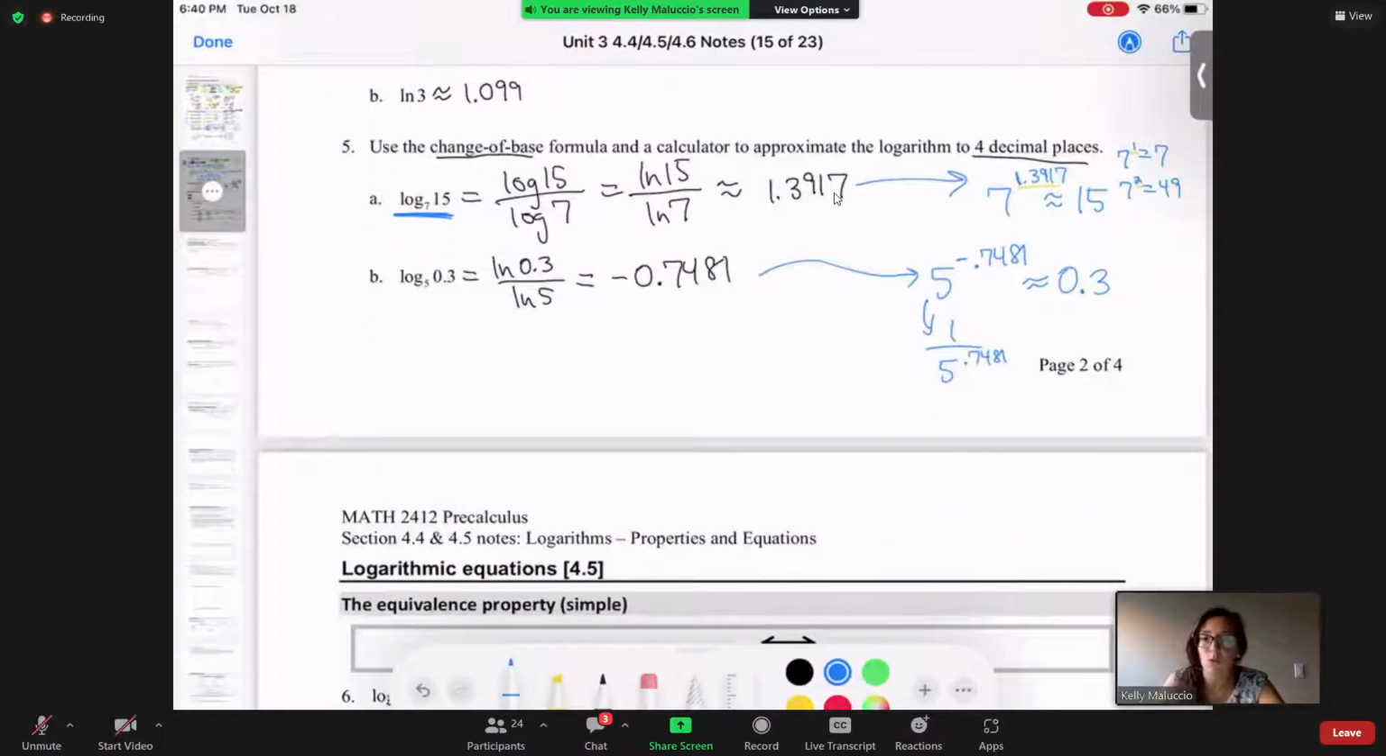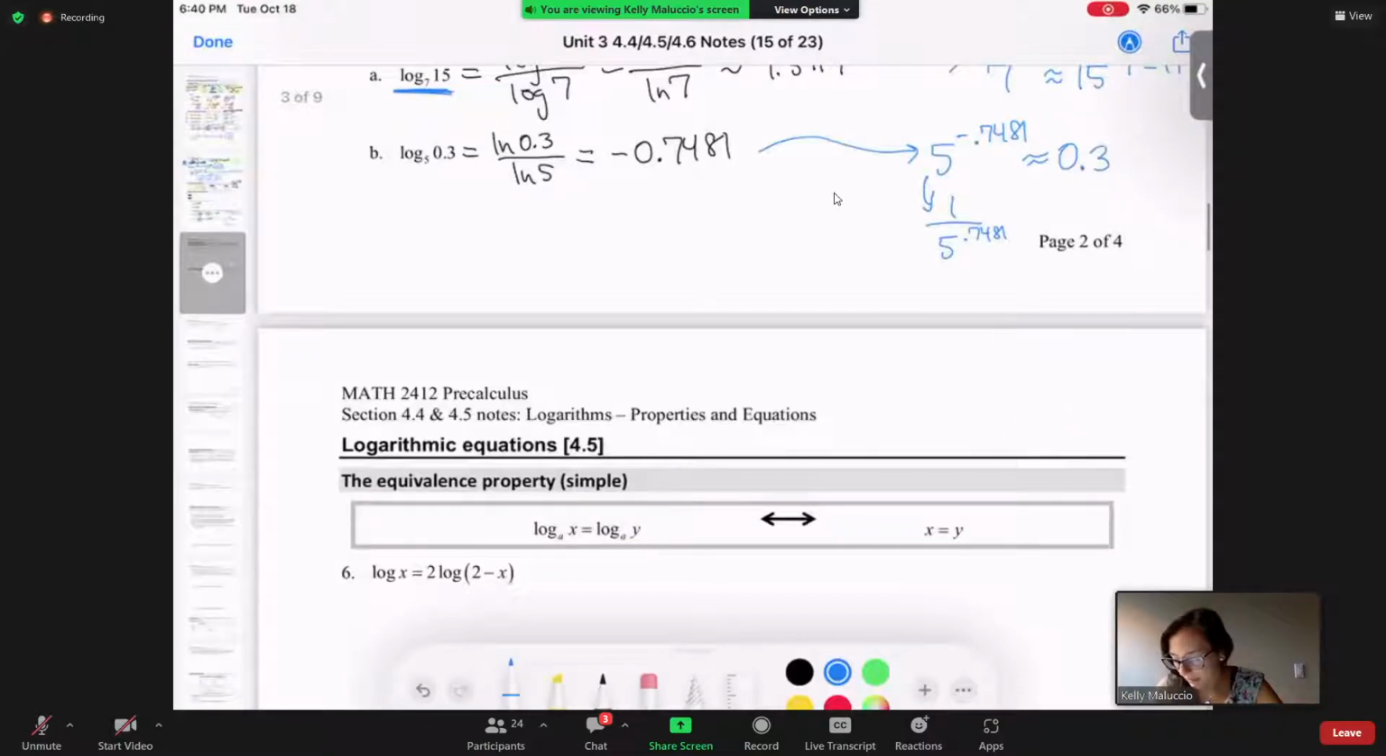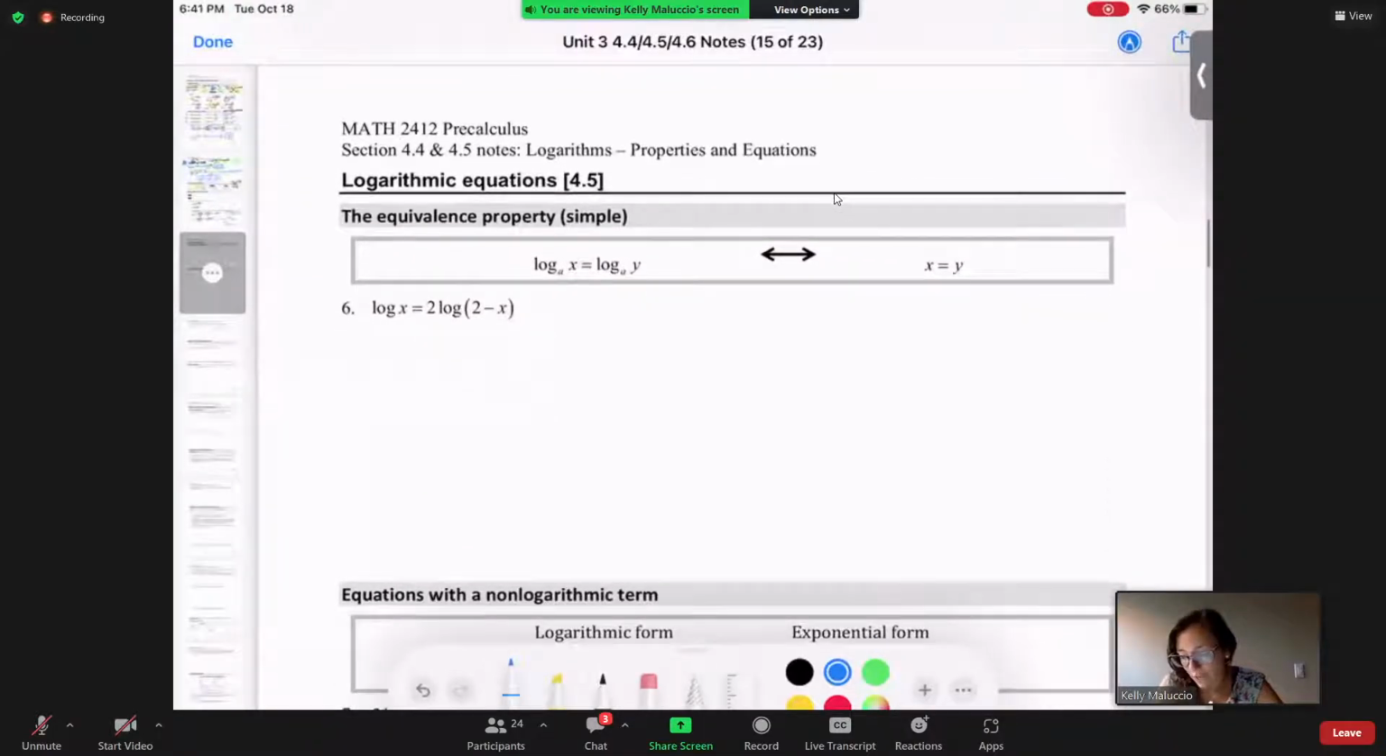So moving on from that cool formula, now we've got some other things that we can look at, solving log equations. So now we're going from an expression to an equation, and we're going to solve, right? So we have our equivalence property, simple. If I have log base A of X equals log base A of Y. So if I just say log of 5 equals log of X or whatever, then this is only true. This arrow means if and only if, which you could also write as IFF.